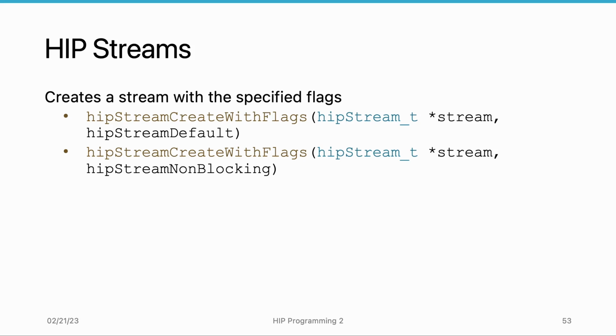The default stream is a special stream that is created automatically when the heap context is initialized, and it is used to queue heap operations that are not explicitly assigned to a user-defined stream. And using the heap stream non-blocking flag can improve the performance of heap programs by allowing asynchronous execution of operations, which can overlap CPU and GPU computations and reduce overall execution time.